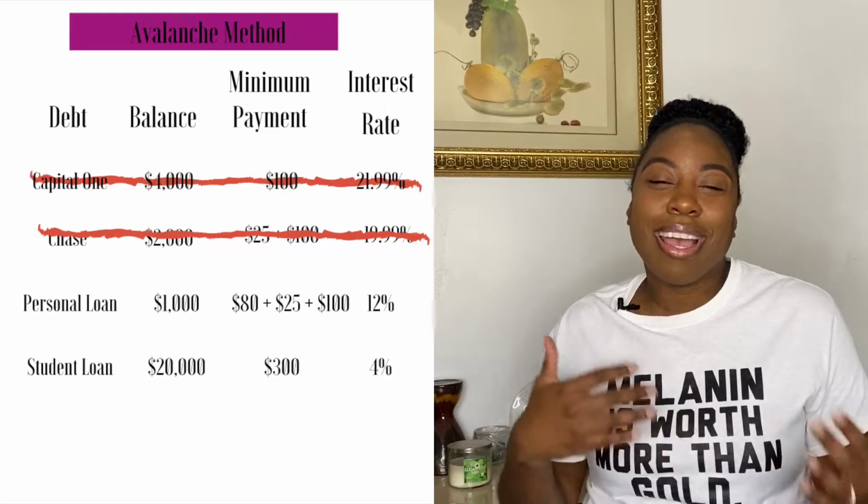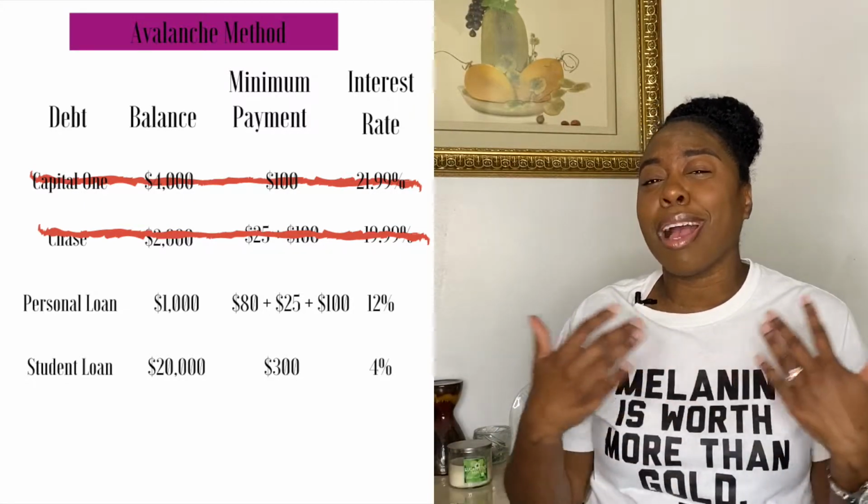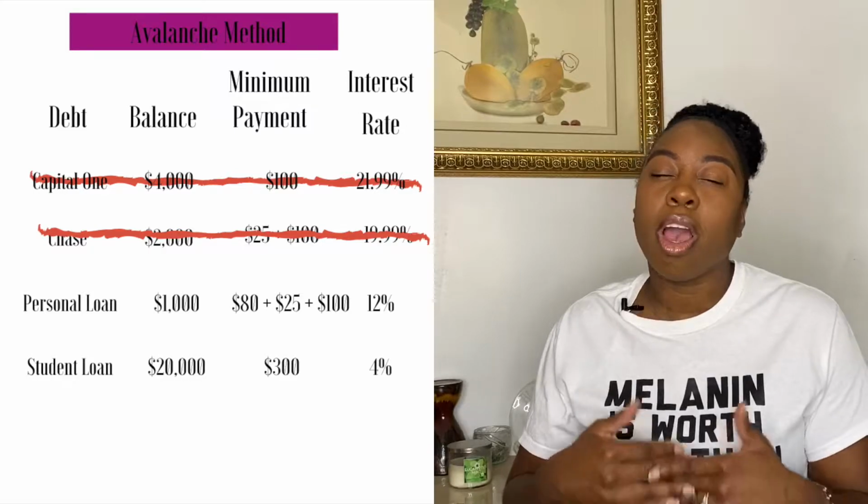Now, it's called an avalanche because you are knocking out those higher interest rates first, which, depending on what you owe, I always like to give a little tip that with the avalanche method, some of your higher debts may have the highest interest rates. So if it does, make sure you set up some gold milestones to keep you motivated in this case.